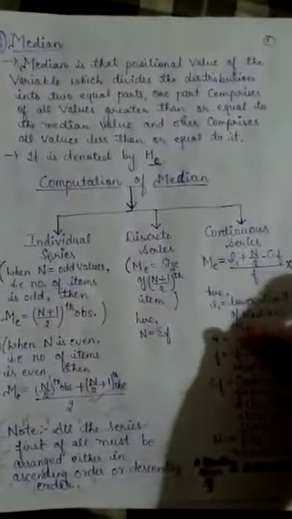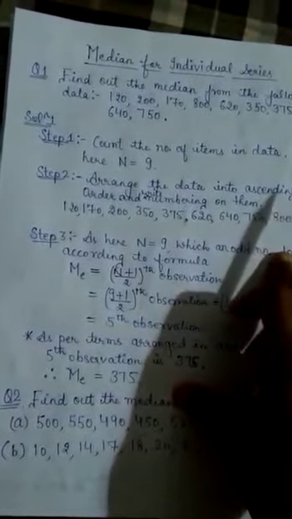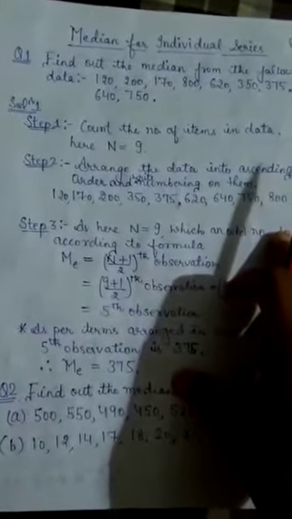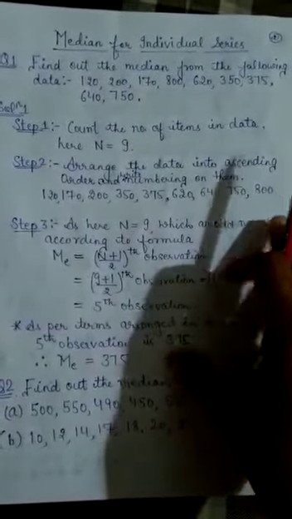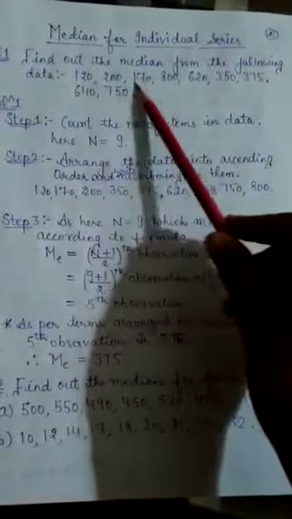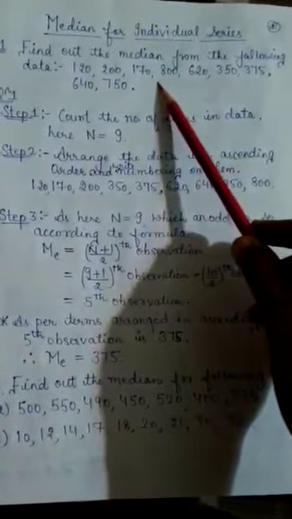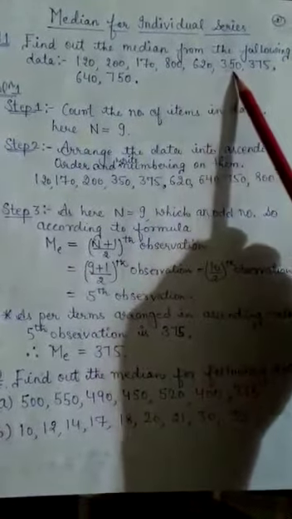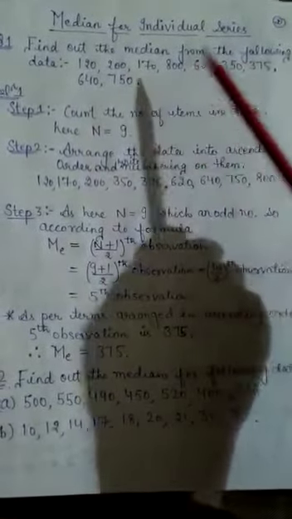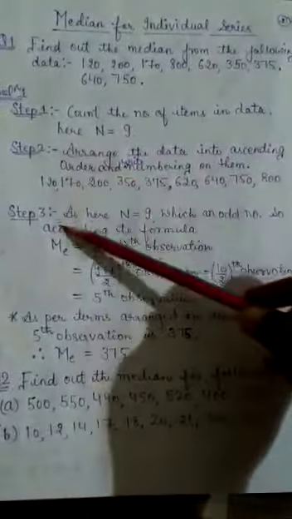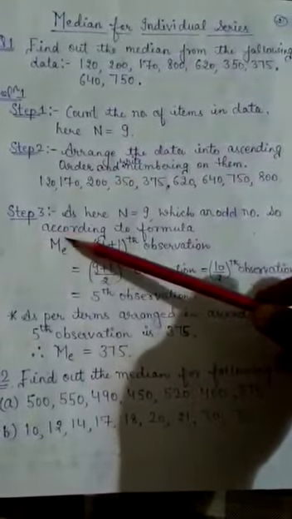Now let's see some numerical questions. Median for individual series. Find out the median from the following data. Some values are given to you: 120, 200, 170, 800, 620, 350, 375, 640, 750. I have written the steps here also so that it will be very easy for you to understand.